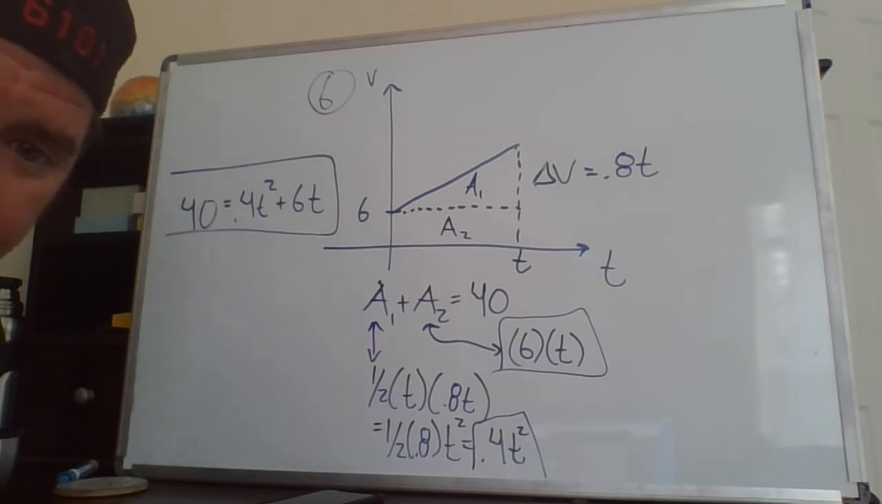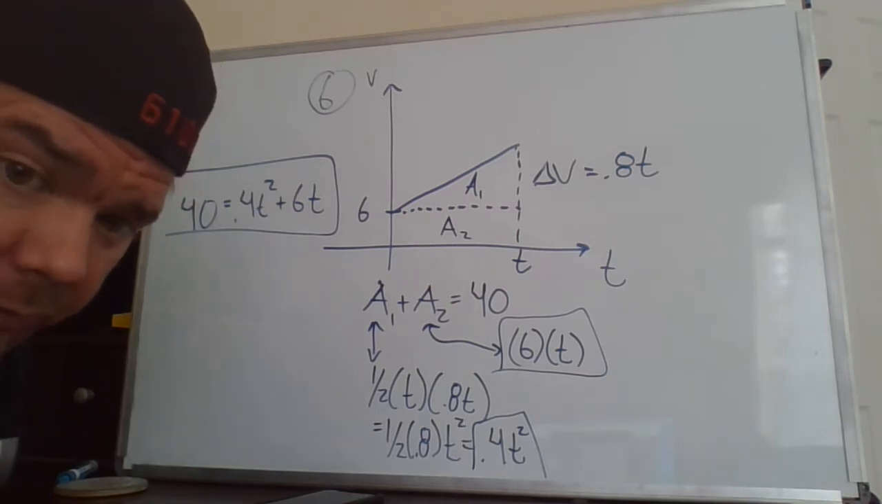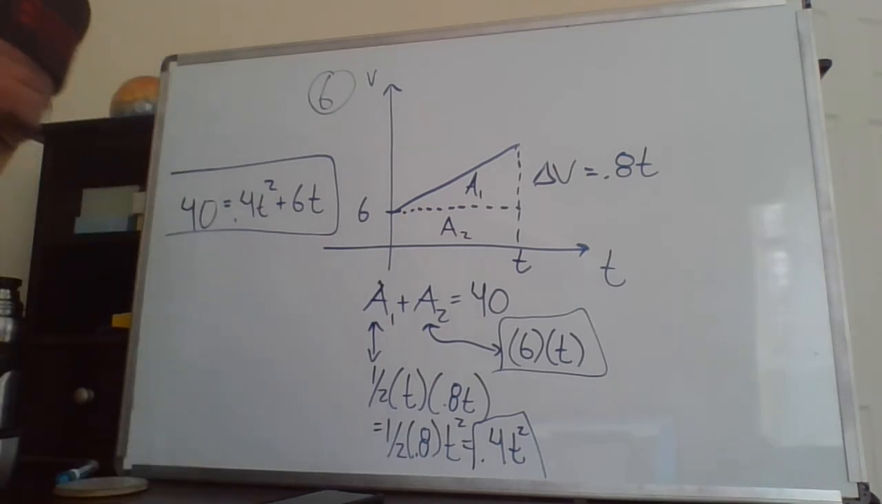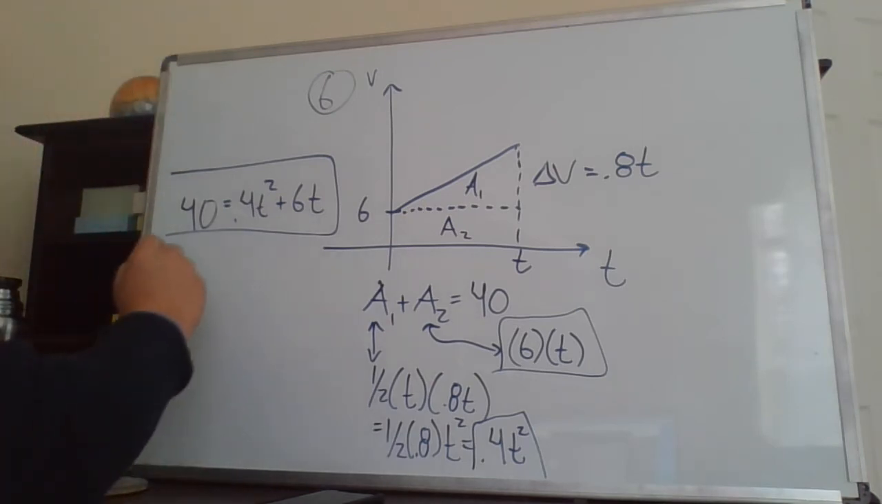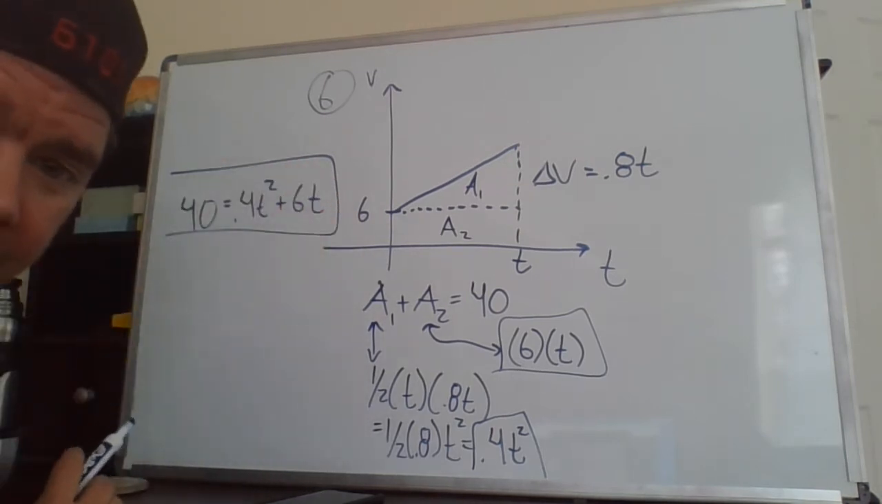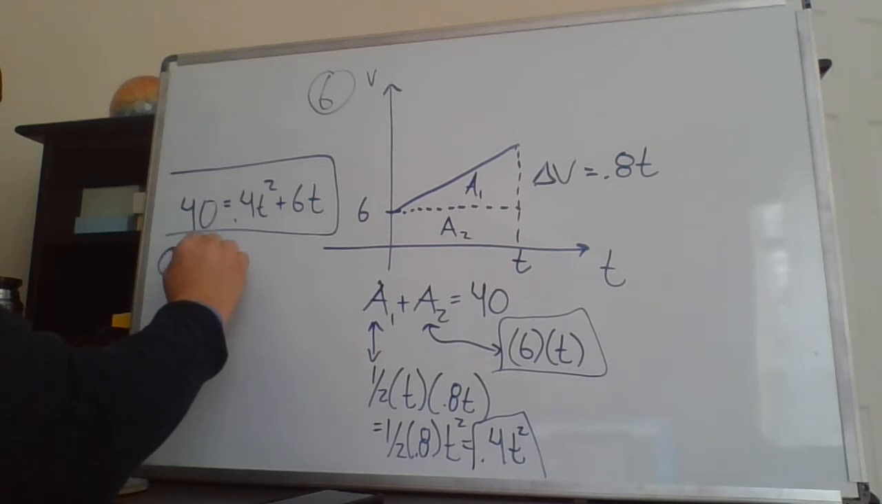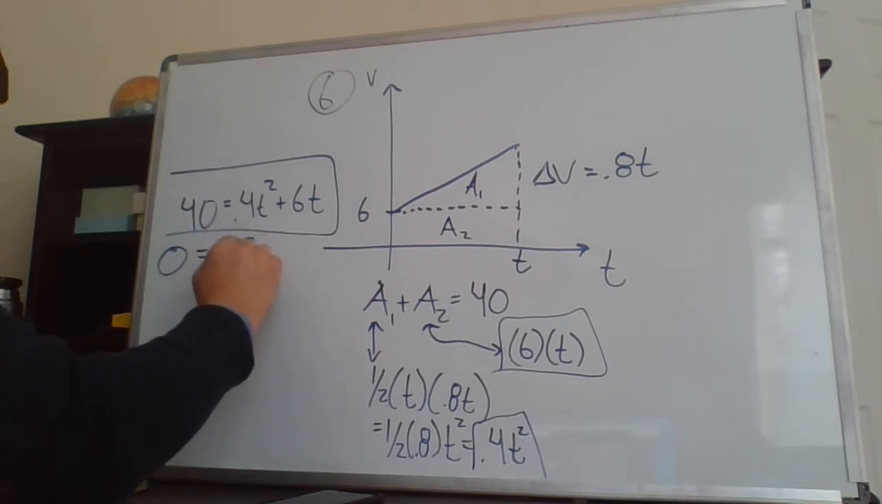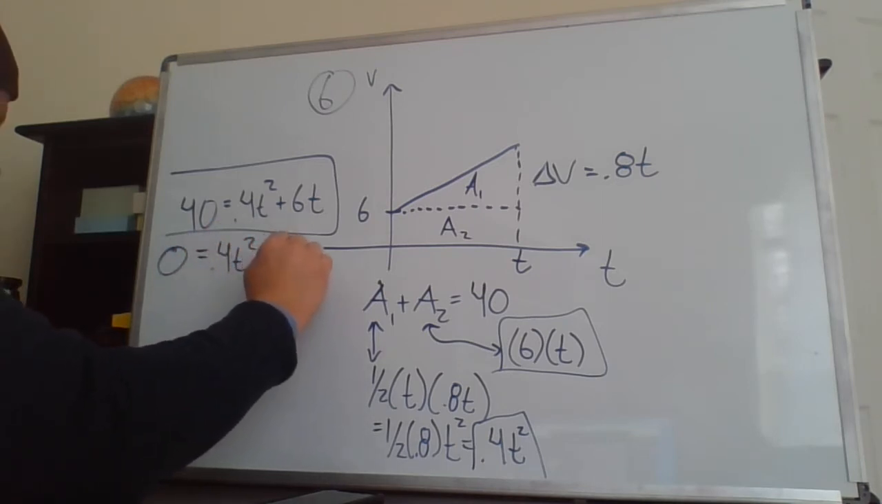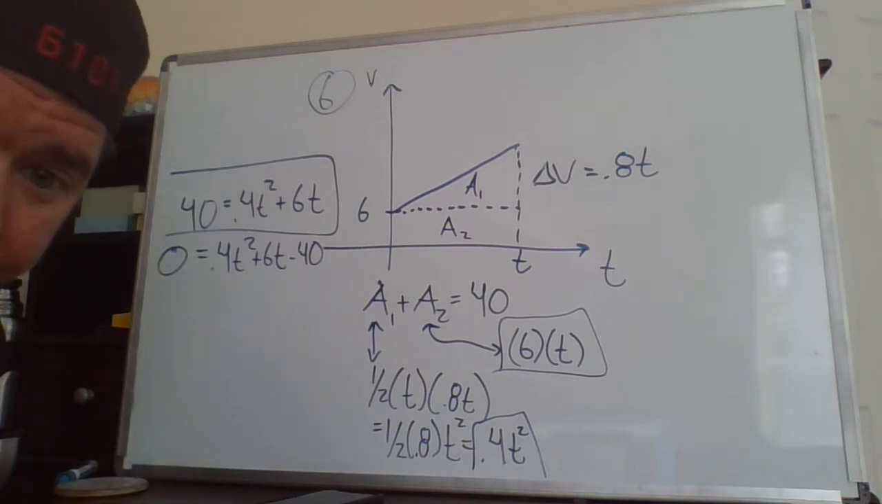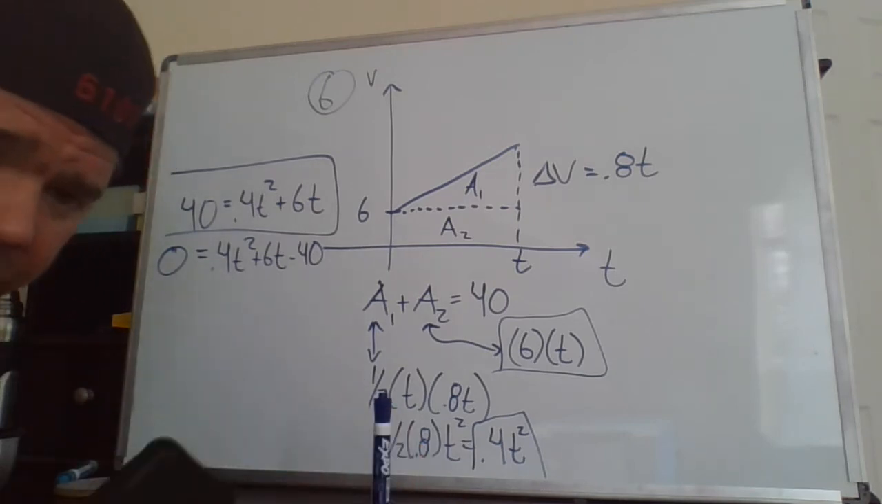there's a couple different ways we can do it. I'm going to try to use a calculator to do it. I'm going to use Desmos on my phone. But in order to do that, what I need to do is bring everything all to the same side of the equal sign. So if I subtract 40 from both sides, I get 0 equals 0.4 t squared plus 6t minus 40. And you might be wondering, why do you do that?